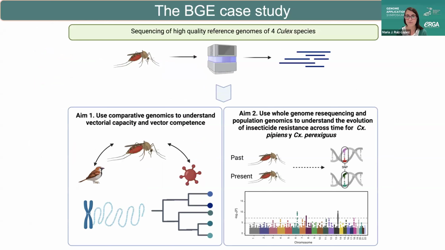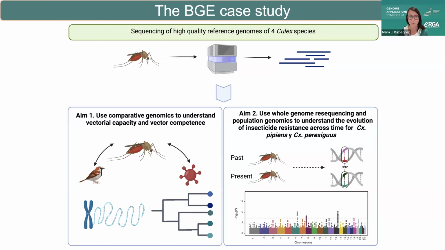So the goal of this BGE study was to sequence a high-quality reference genome for the 4 Culex species that I mentioned before, and the Culex pipiens that became available through the Darwin Tree of Life a couple of months ago. And then the first aim is to use comparative genomics to understand vectorial capacity and vector competence.